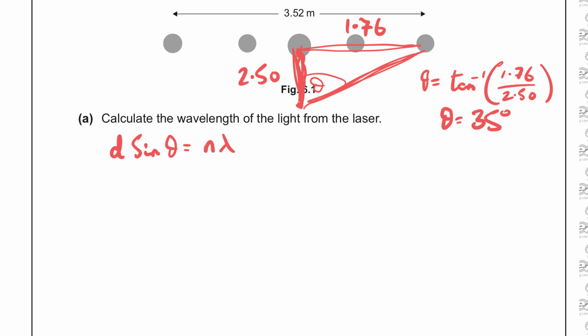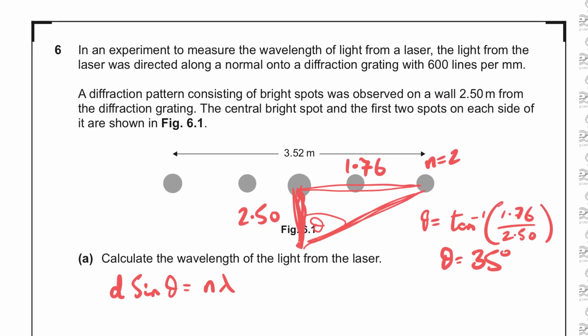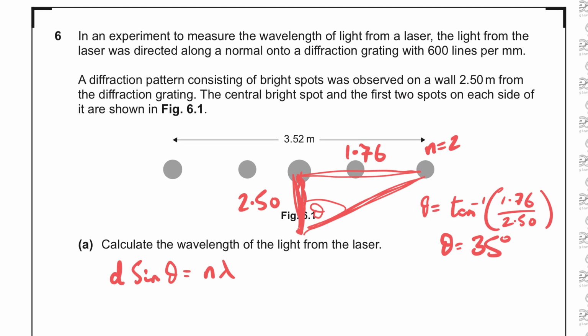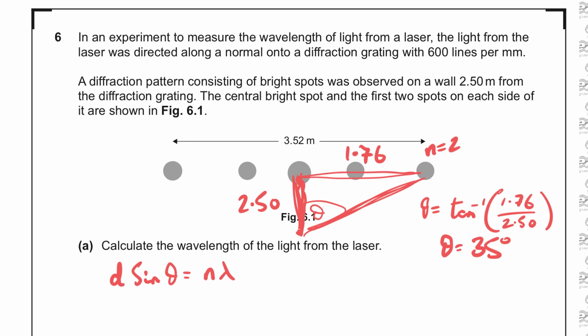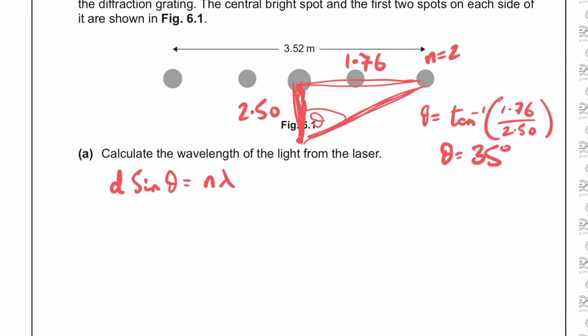So we have d sine theta equals n lambda. d is the spacing of the lines on the diffraction grating. Theta is the angle we're measuring out to. n is which order of maxima we're measuring out to, and so n here is the second dot out from the centre, so it will be n equal to 2. And d, we were told that the diffraction grating was 600 lines per millimetre, so if we divide 1 millimetre into 600 gaps, we'll get the value of d. And so all the numbers are known.